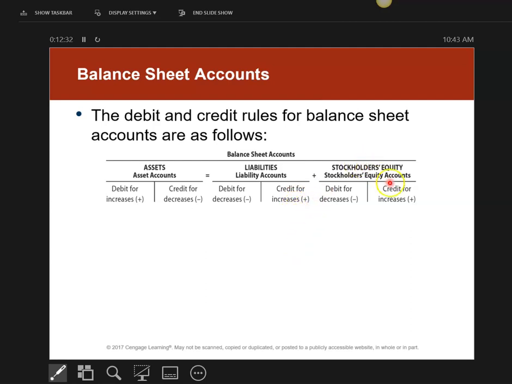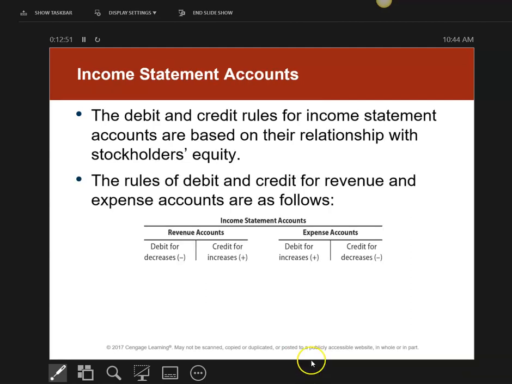Stockholders' equity, same as the liabilities. So all you really need to know is what type of account it is. Then you look at the rules of debit and credit to see what to do, debit or credit, based upon increase or decrease. And then we have our revenue accounts.